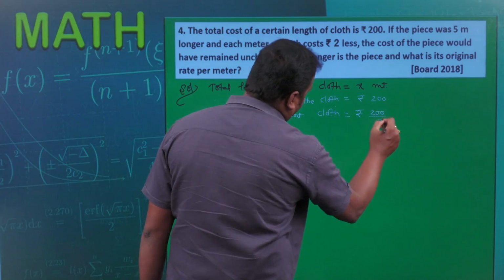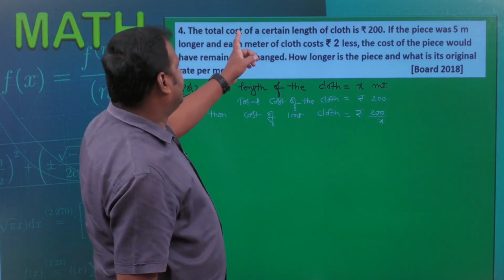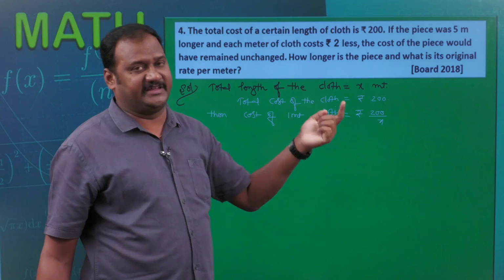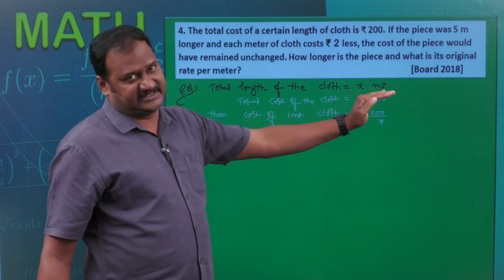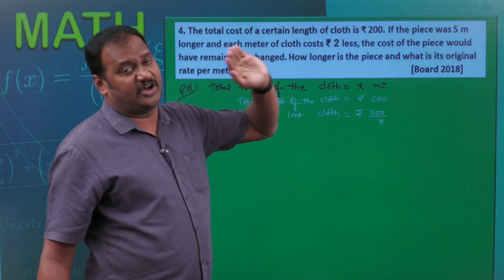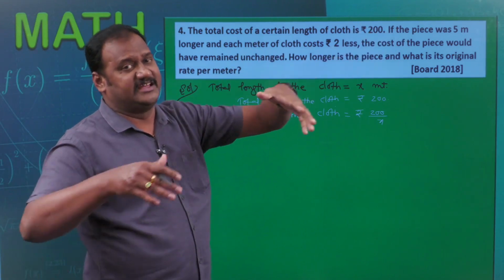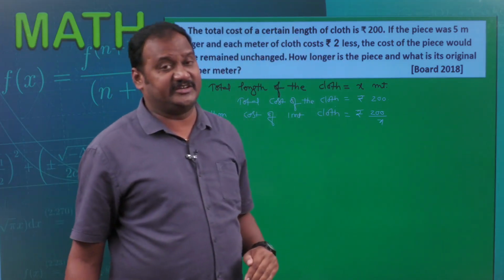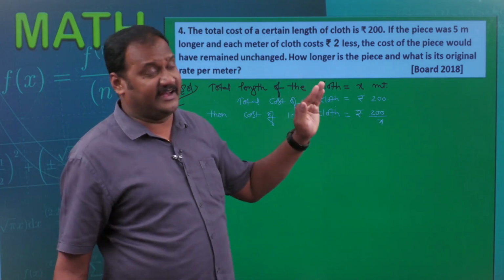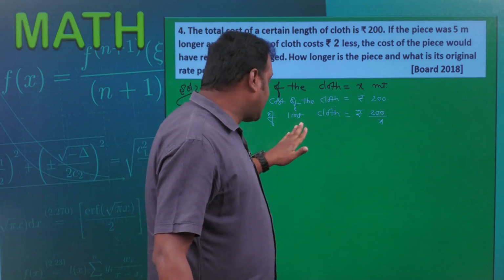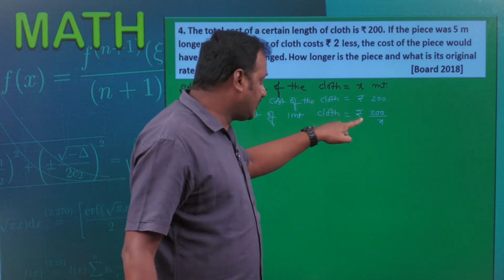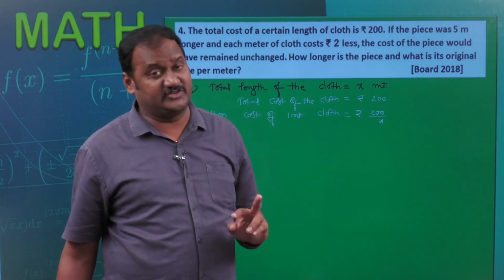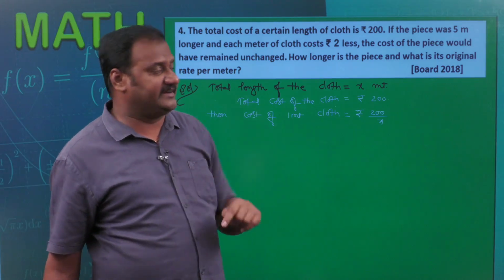Cost of 1 meter cloth is equal to how much? 200 divided by x. But see again, if the piece was 5 meters longer, means original cloth is x meters, but the cloth increased by 5 meters, means there is x plus 5 meters of cloth, and of cost 2 rupees less. So it means what? The cost remains unchanged. Then the cost between the original cloth of 1 meter and now the cloth of 200 divided by x plus 5 meters is equal to 2 rupees. That is what is the difference between the cost of 1 meter cloth.